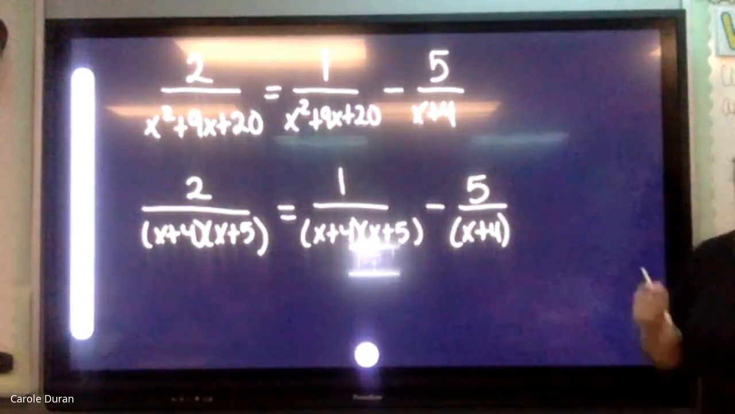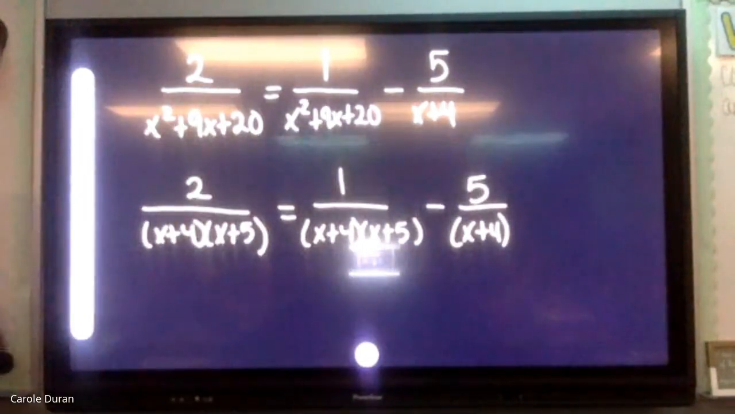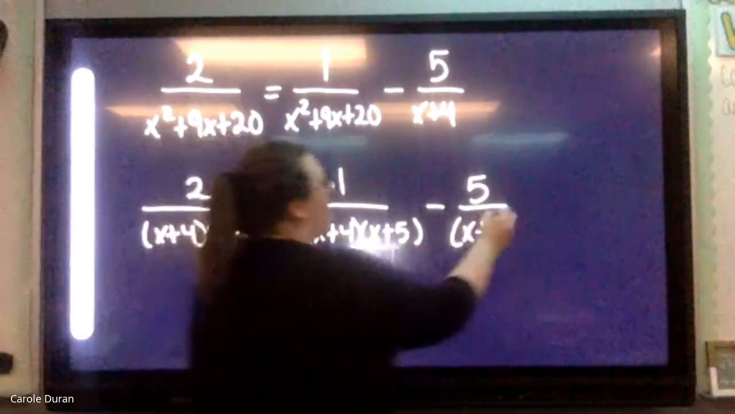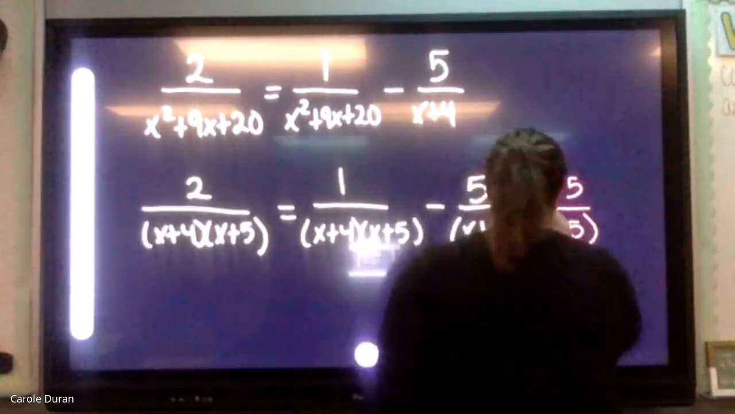How is factoring this out helpful to me? Okay, so it allows me to look at all of my different denominators and see what they do or do not have in common. So I notice that all 3 of my denominators have an x plus 4. 2 of them also have an x plus 5. So what do I need to multiply into that third fraction in order to make my denominators the same? X plus 5. What we multiply into the bottom, we also multiply into the top. So I am multiplying both the top and the bottom by x plus 5.